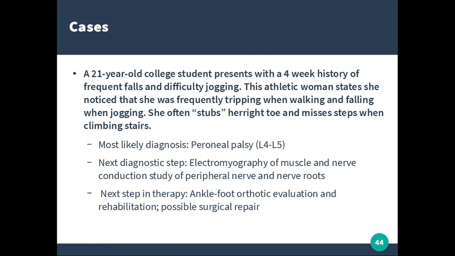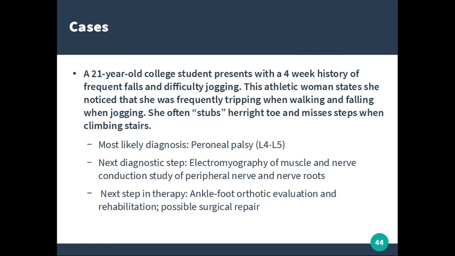Another interesting case we can talk about is a 21-year-old college student who presents with a 4-week history of frequent falls and difficulty jogging. Okay? She is athletic and she states she noticed tripping when walking and falling while jogging. She often stubs her toe, okay, her right toe, and misses steps. What is, again, the most likely diagnosis?